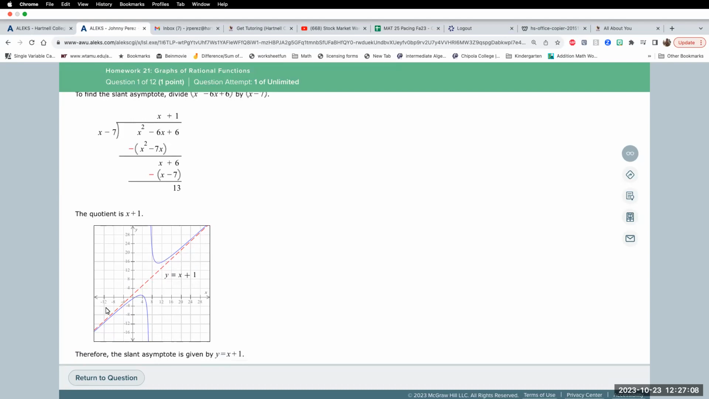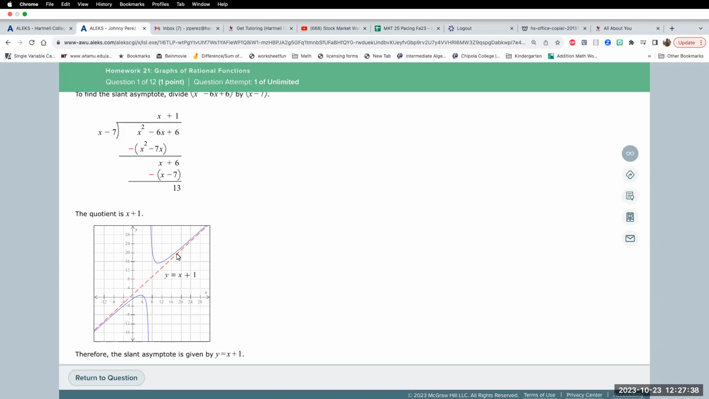And our graph is going to get really, really close to this dotted line as we go off to infinity and as we go off to negative infinity. It's going to get really, really close to this dotted line as we go off to these values, but we don't touch it. Think of it like a magnet that's attracting this function closer and closer to it, but we're not going to touch it.